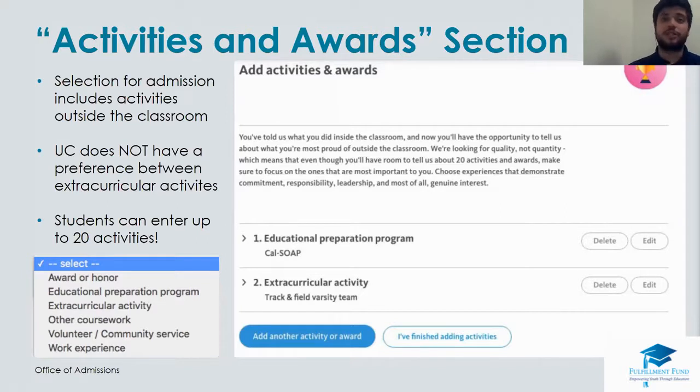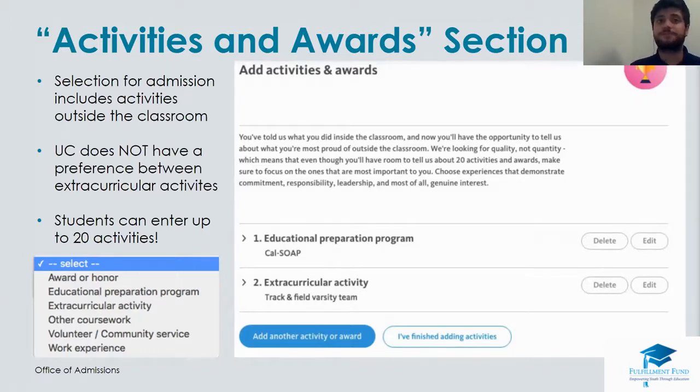When you're getting to this section of the application, however, make sure that you're not repeating entries. Even if they fit into more than one category, use the extra space that you have to add something new or different about yourself. So, for example, if you had an activity that fits in both extracurricular activity and educational preparation program, you don't have to list it twice. You can just put it in there once, under the one that you feel it fits within the best.